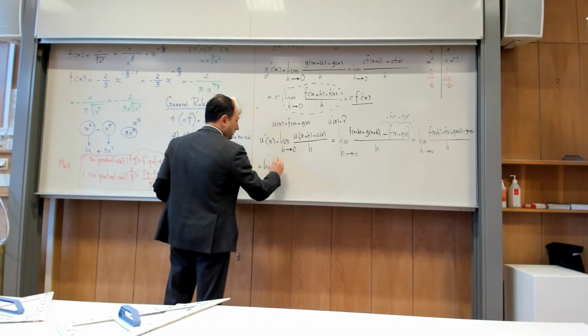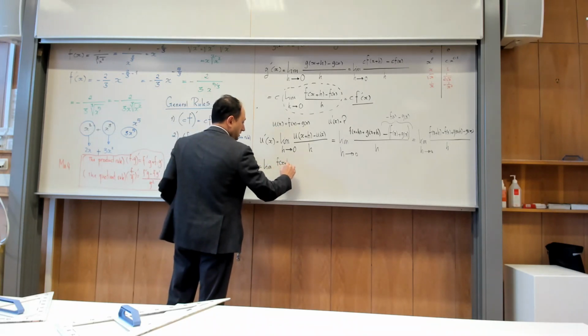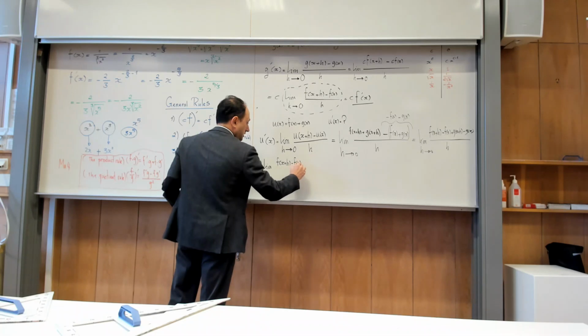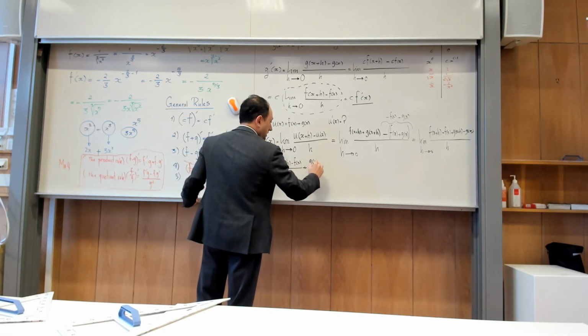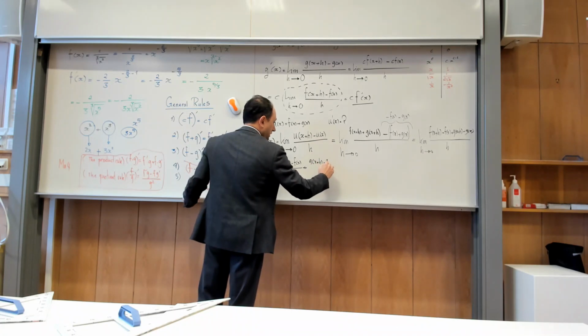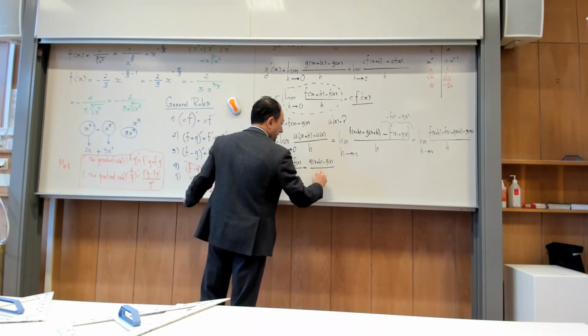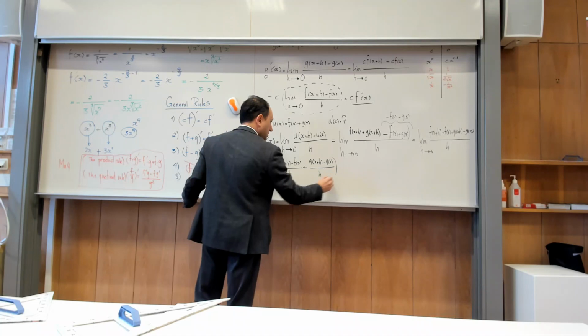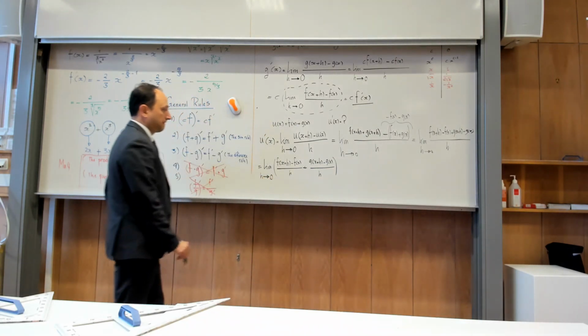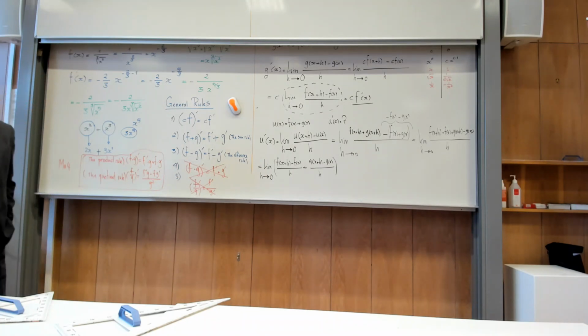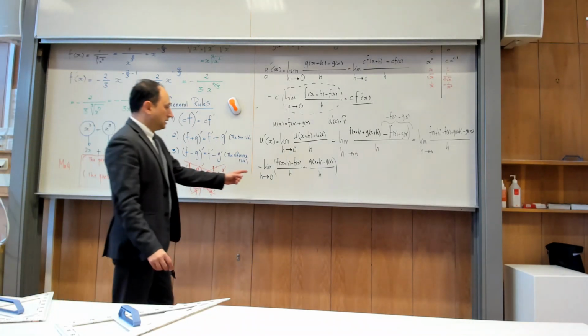So it becomes f of x plus h minus f of x divided by h, plus g of x plus h minus g of x divided by h, and then I have h going to 0. Yes? And now h goes to 0.